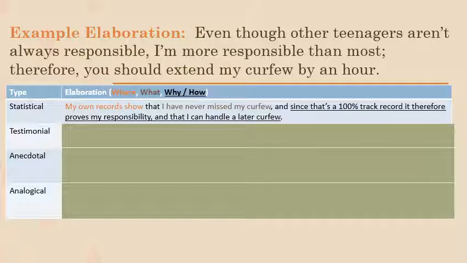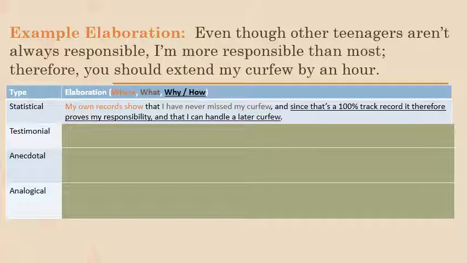My own records show that I have never missed my curfew, and since that's a 100% track record, it therefore proves my responsibility and that I can handle a later curfew. So in this case, we've got a where. We're going back to our own records, which would be our statistical evidence. We've got a what. What are they showing? They're showing that we've never missed our curfew. And why or how is that important? Well, it's important because it proves my track record and my responsibility, and therefore, you can extend my curfew.